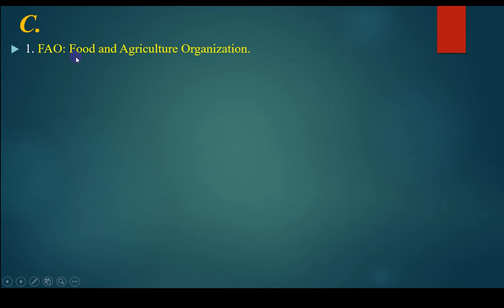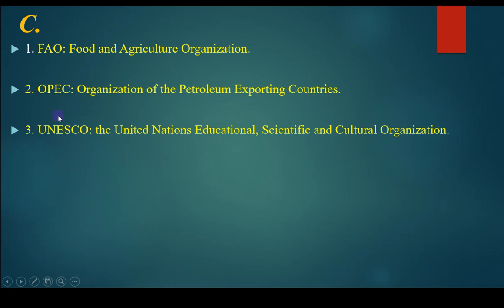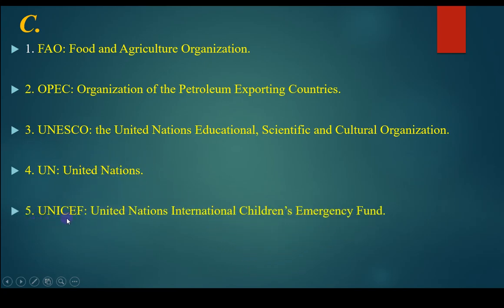Here are the answers. FAO, Food and Agriculture Organization. 2, OPEC, Organization of the Petroleum Exporting Countries. 3, UNESCO, the United Nations Educational, Scientific and Cultural Organization. 4, UN, United Nations. 5, UNICEF, United Nations International Children's Emergency Funds. And 6, WTO, World Trade Organization.